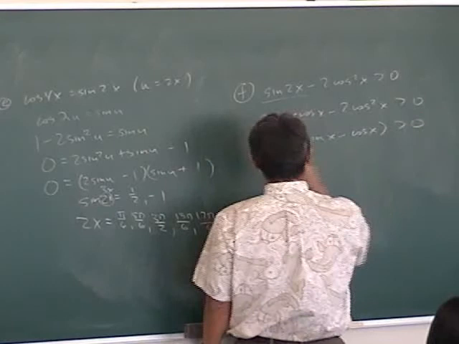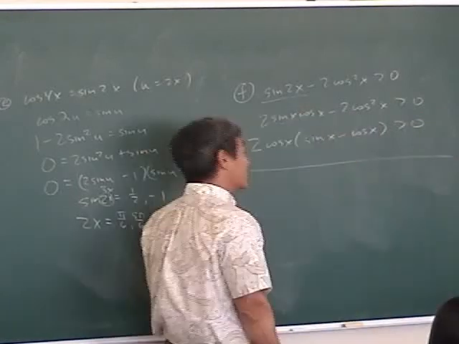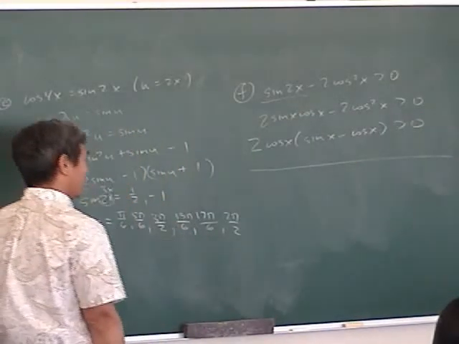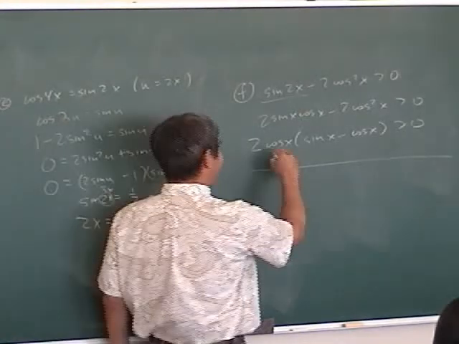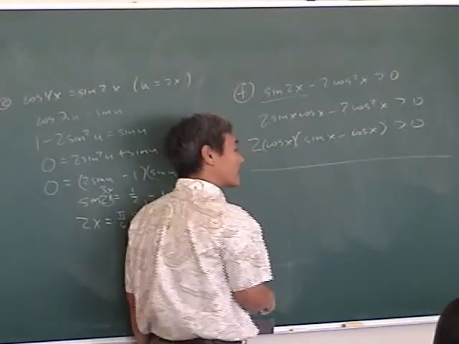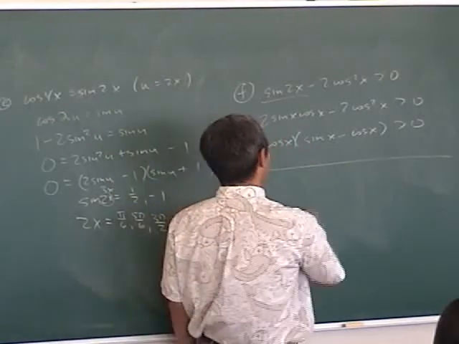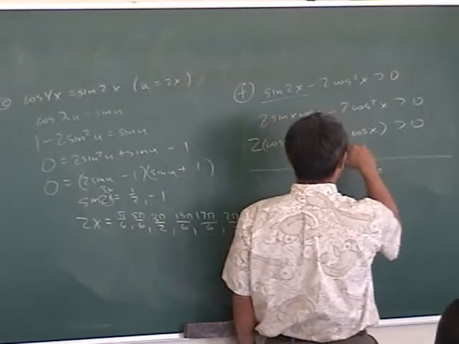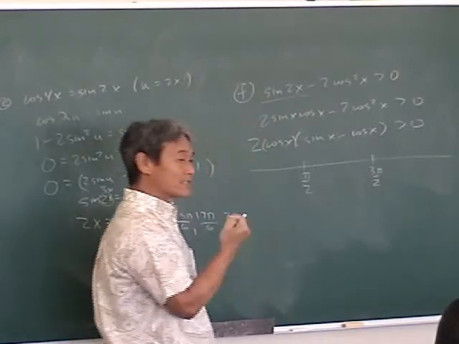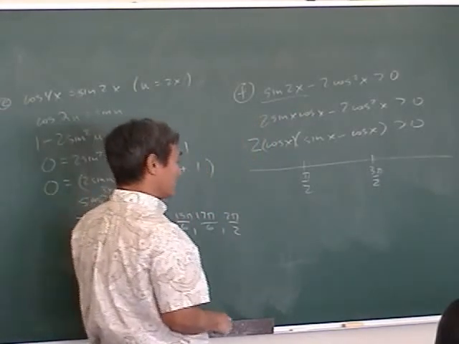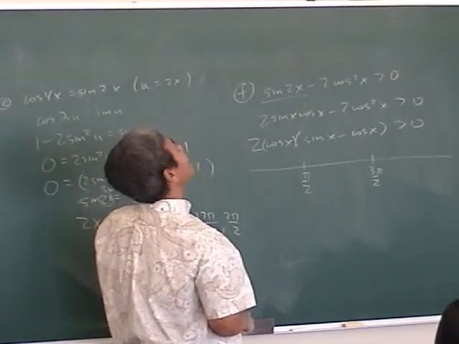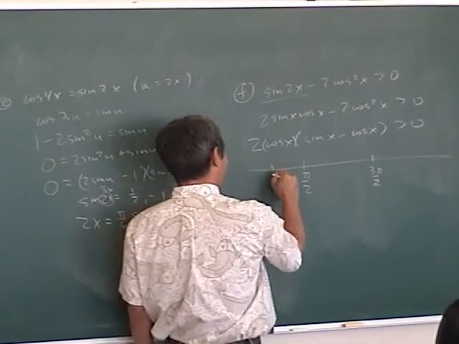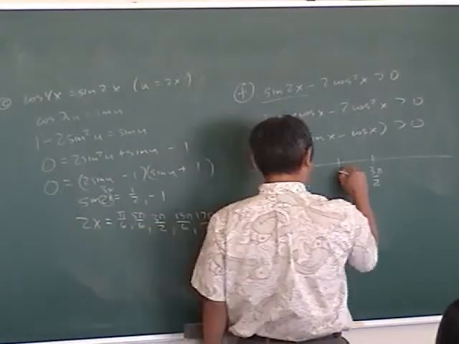Once you factor it, you make the number line. What goes on the number line? Whatever makes each factor 0. So what makes this 0? Cosine of what angle is 0? Pi over 2, 3 pi over 2. What makes this one 0? When is sine equal to cosine? We did that one how many times? At pi over 4 and 5 pi over 4.